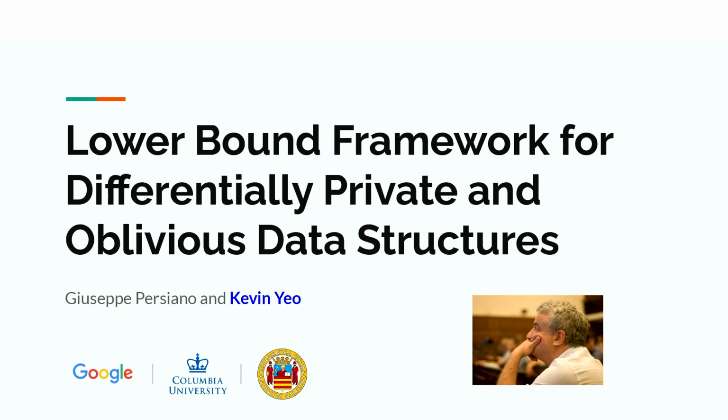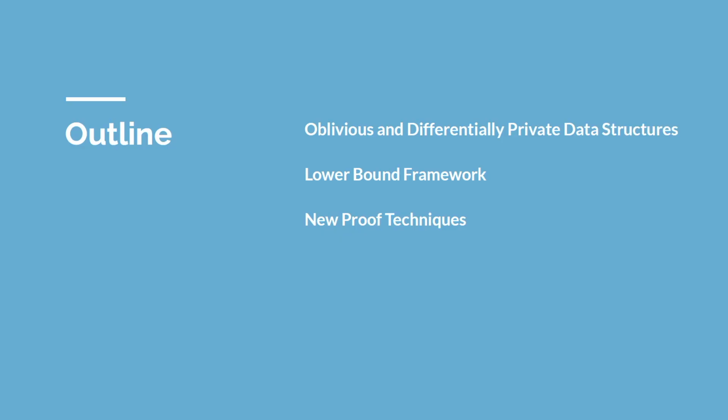All right, thank you for that introduction. So I'll be talking today about our new work on lower bound framework for differentially private and oblivious data structures. This is a joint work with my co-author, Pino Persiano. All right, so let's get started. I'll tell you about three things today in this talk. First, I'll define what an oblivious and differentially private data structure is. I'll explain to you our lower bound. In the last couple of minutes, I'll give you a taste of the new techniques behind our lower bound framework.